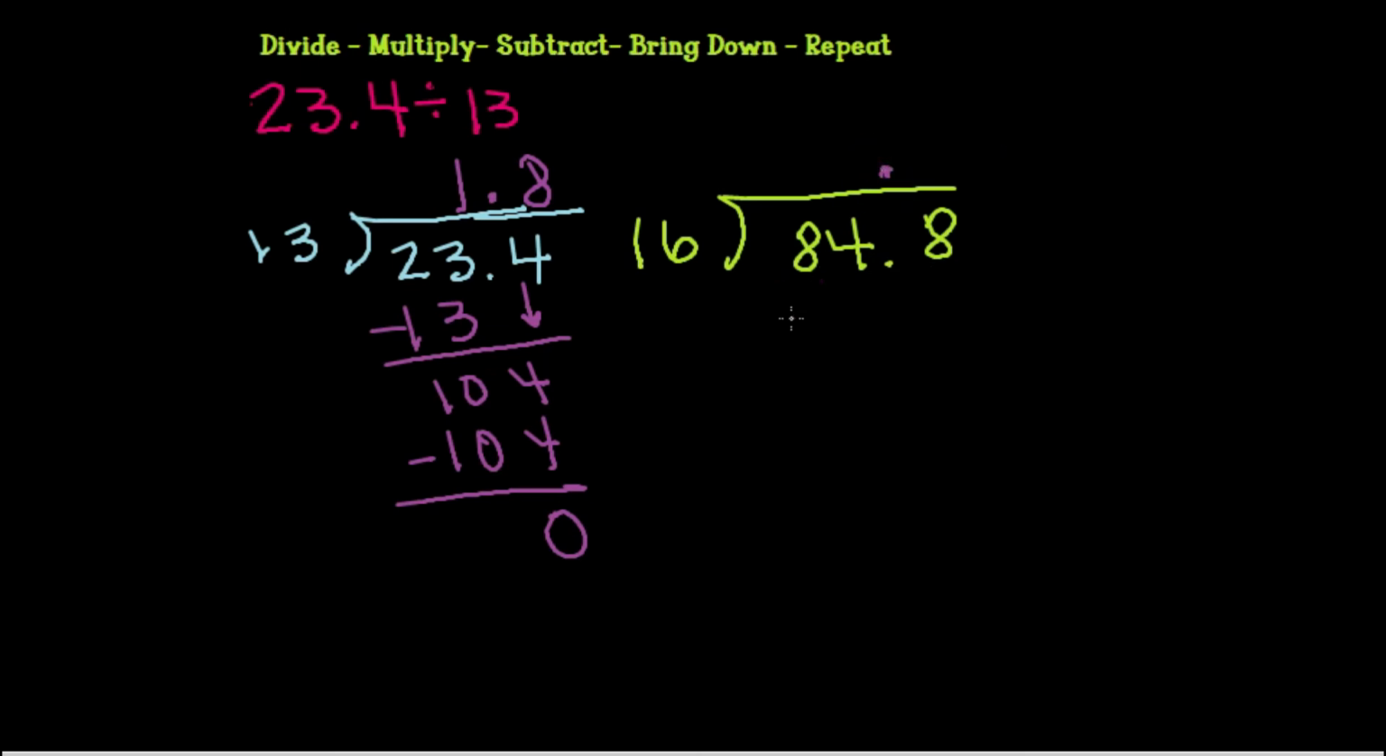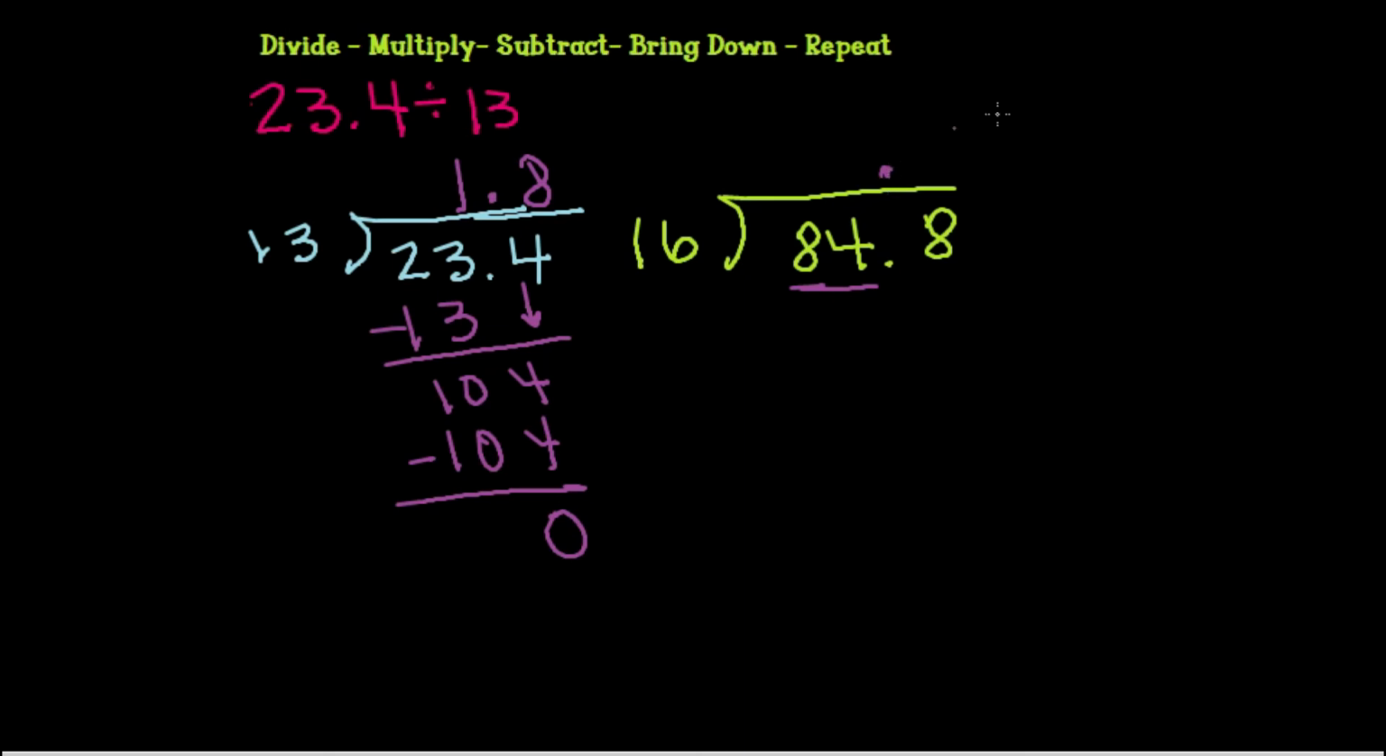Now we start doing the same thing we did before. I'll try taking the first digit. 8 divided by 16 is impossible. This is something that might be obvious to you because this is a single digit while the divisor is a 2-digit number. That's a clue to help us know that we must take both the first and second digits in order to divide. So we have 84 divided by 16.